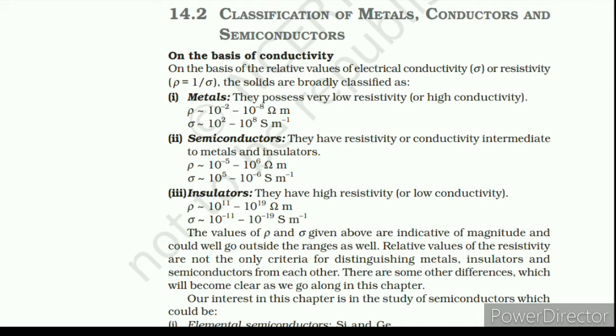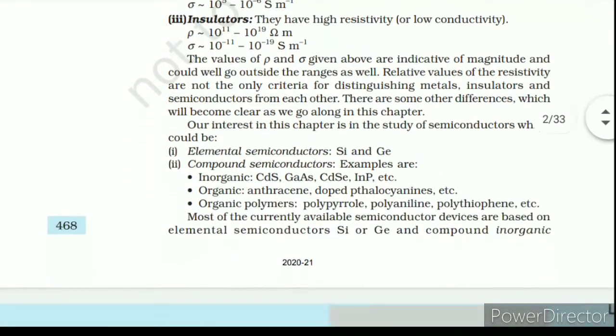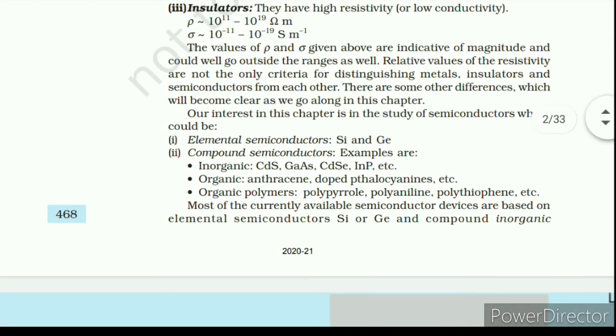The values of rho and sigma given above are indicative of magnitude and could well go outside the ranges as well. Relative values of the resistivity are not the only criteria for distinguishing metals, insulators and semiconductors from each other. There are some differences which will become clear as we go along this chapter. Our interest in this chapter is the study of semiconductors, which could be number 1, elemental semiconductors, that is silicon and germanium.